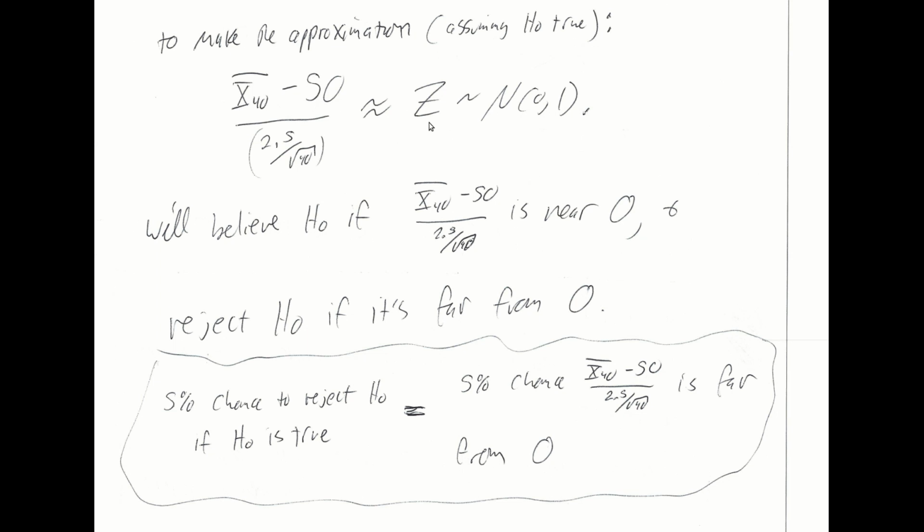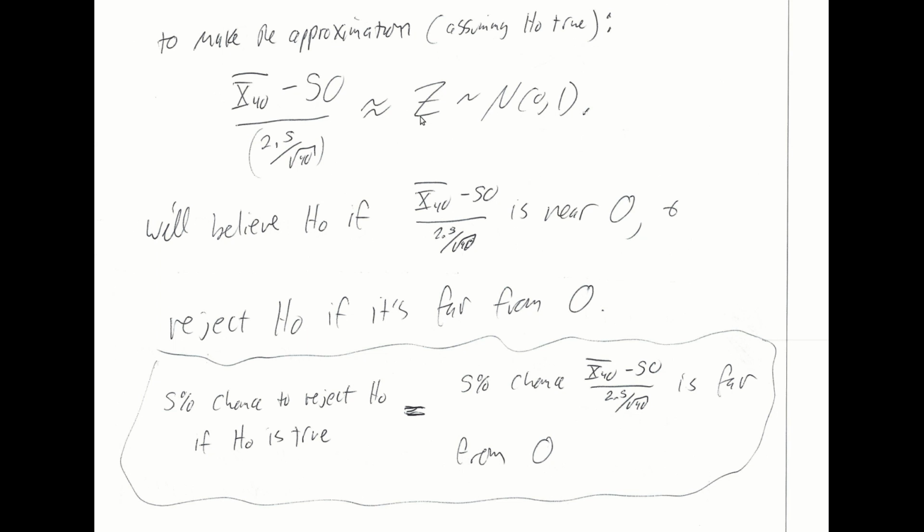The idea is that x sub 40 hat being close to 50 happens exactly when z is close to 0. We've seen lots of examples where, when you standardize, you maintain the same type of problem. So saying that your normal random variable is close to its mean, and then you standardize, becomes equivalent to a problem where z is close to 0, z's mean. And so that's the idea.